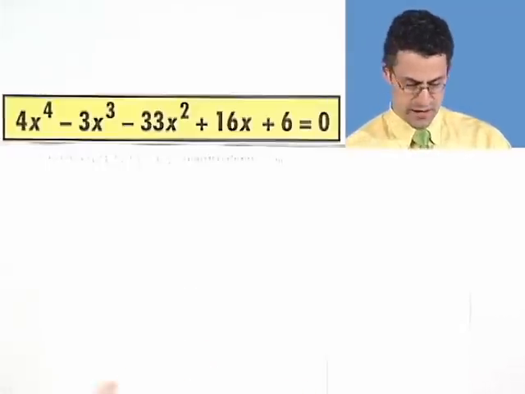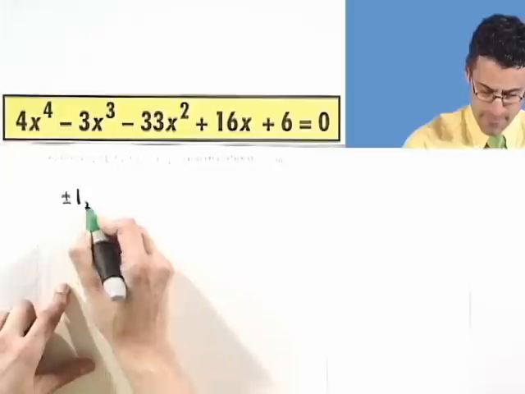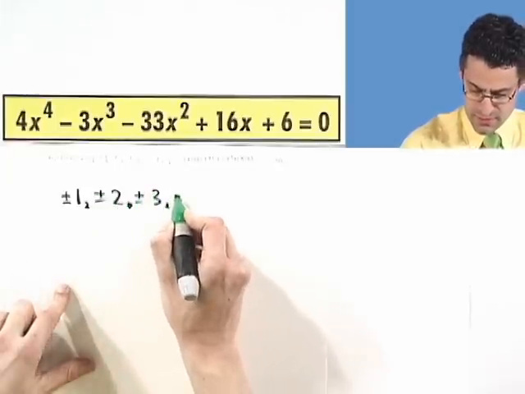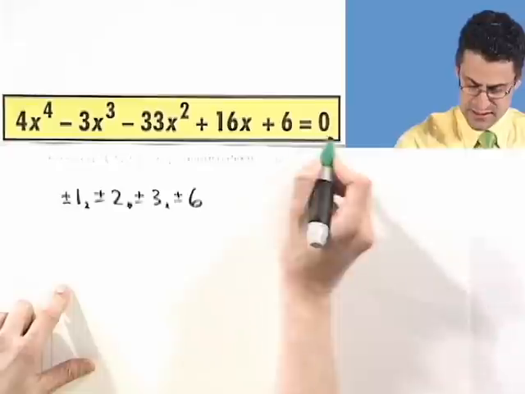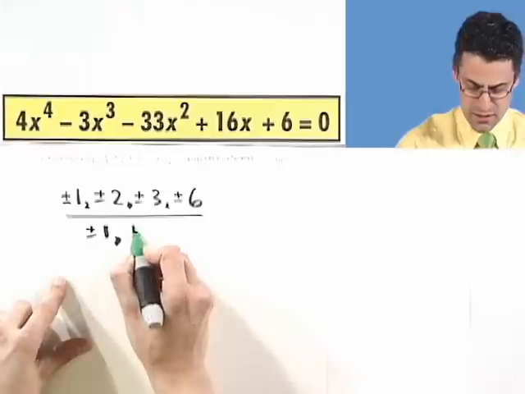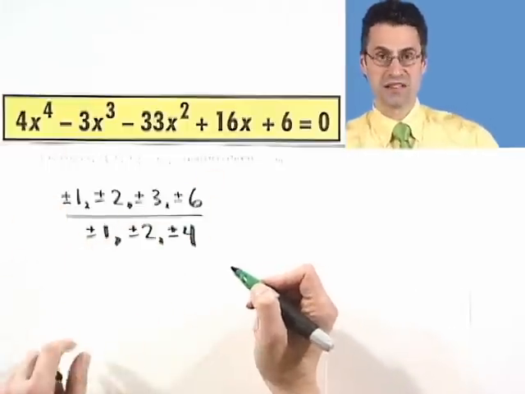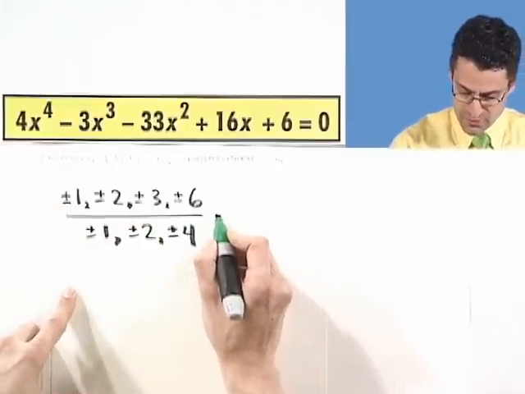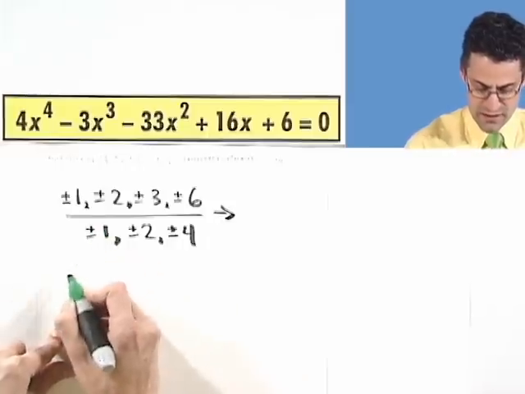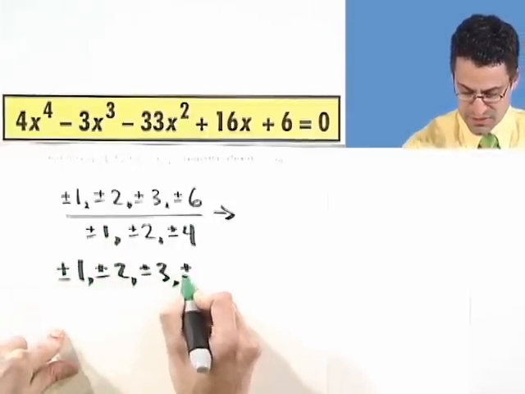So what are the possibilities? Well, we've got plus or minus 1, plus or minus 2, plus or minus 3, and plus or minus 6, divided by all the possible factors of 4 here: plus or minus 1, plus or minus 2, plus or minus 4. So I've got to take a look at all possible fractions we can make. And so what do we see here? We see this yields the following. Well, first of all, if I use the 1 down here, I just get plus or minus 1, plus or minus 2, plus or minus 3, plus or minus 6.